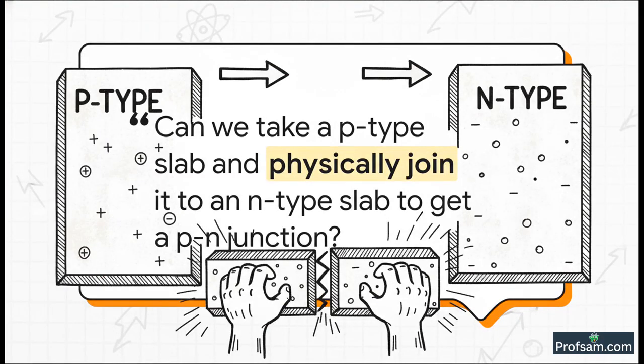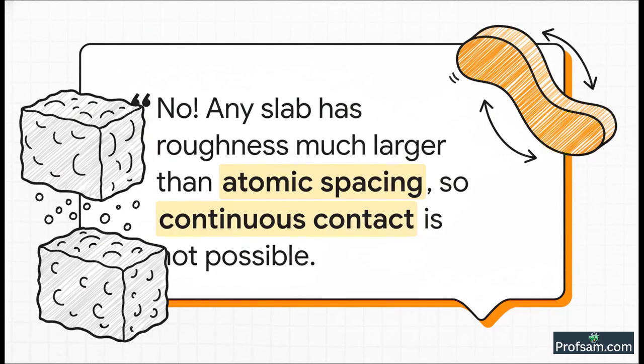Sir, instead of all this complicated manufacturing, why can't we just take one block of p-type material and one block of n-type material and just stick them together? Maybe press them really, really hard. It seems logical, right? Well, the answer, and this comes directly from your NCERT textbook, is a big fat no. It's absolutely not possible. And here's why.